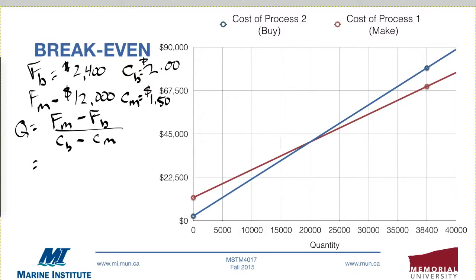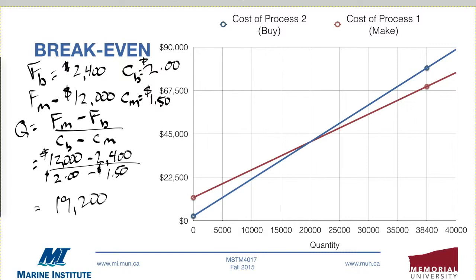So what we're looking at here is $12,000 minus our $2,400, and we're going to divide that by our $2 minus our $1.50, and we are going to end up with 19,200, which is roughly right here on our graph. So, 19,200.